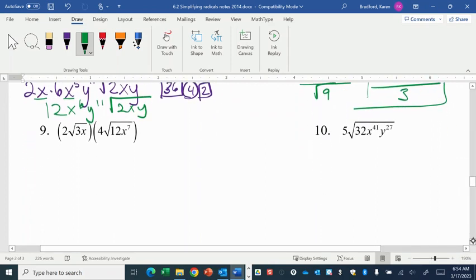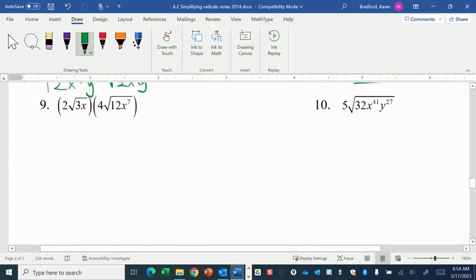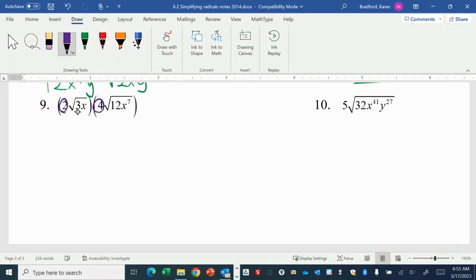Number 9. In example number 9, we're going to take what's outside and multiply with what's outside. So we've got a 2 and a 4 that are both on the outside. Now, as a reminder, everything here is being multiplied. 2 times the square root of 3x times, parentheses next to each other means times, 4 times this. It's all multiplication. So multiplication is commutative. We'll take the 2 times the 4 and we get 8. And then what's inside the radical and inside the radical, we're going to multiply those together. 3 times 12 is 36. We have x to the 8th.